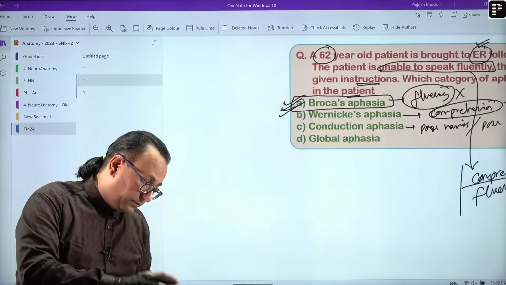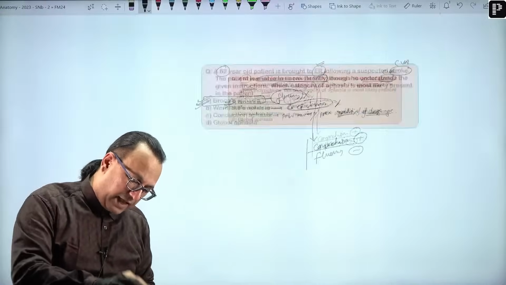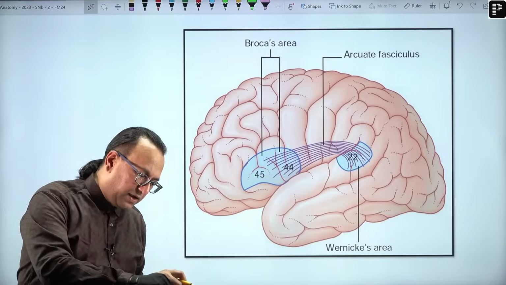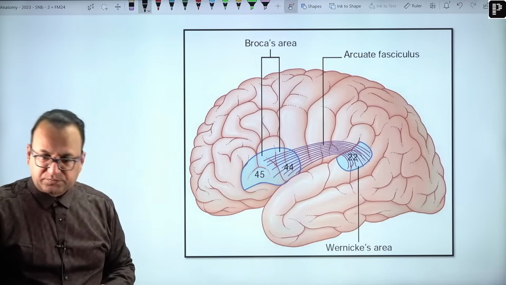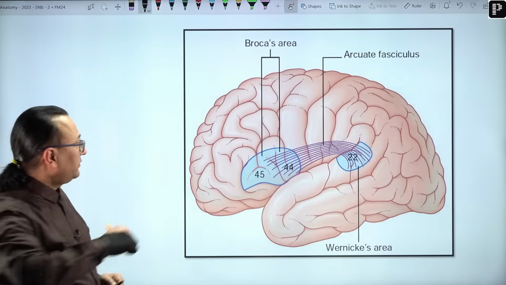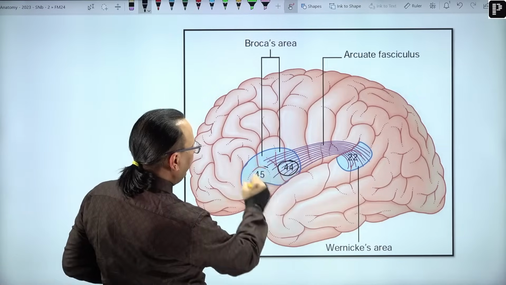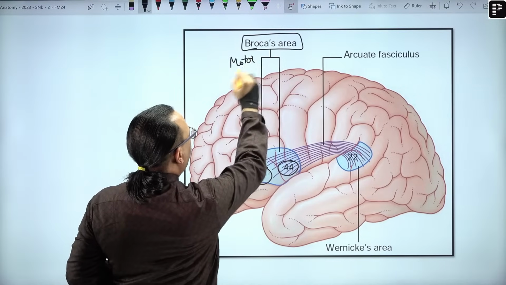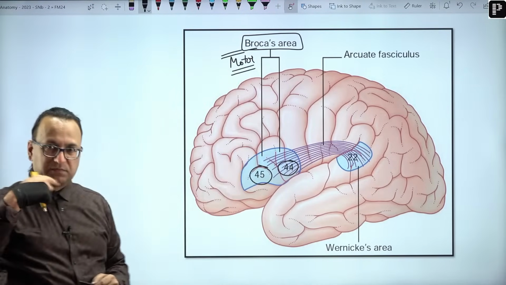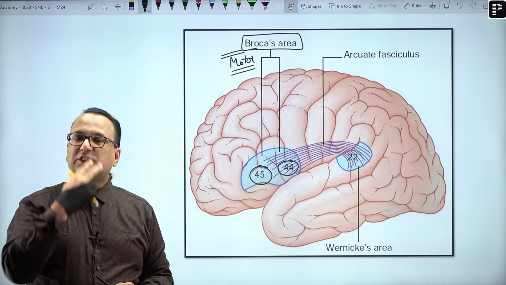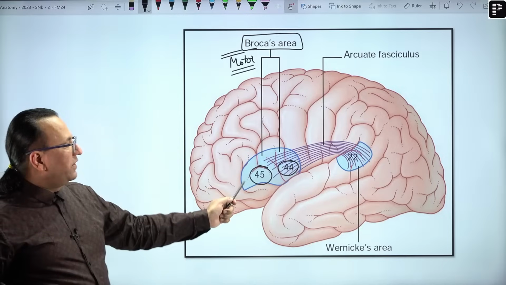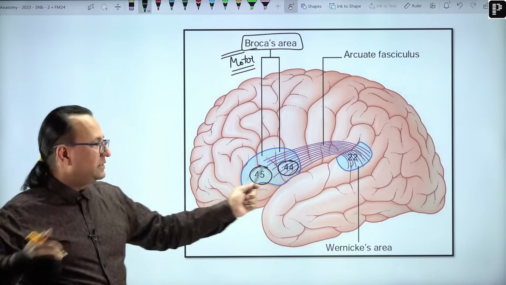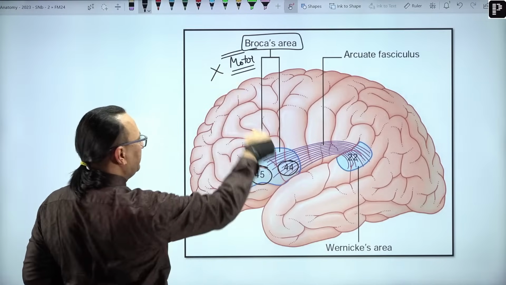Let me just take you to this diagram as well. In this diagram, as we understand, area number 44-45 belongs to Broca's motor area, which is important for planning the articulation of the speech muscles. So if there is a problem with this, the patient will have hesitancy to speak, and fluency gets compromised. That is what the problem was in this particular case.